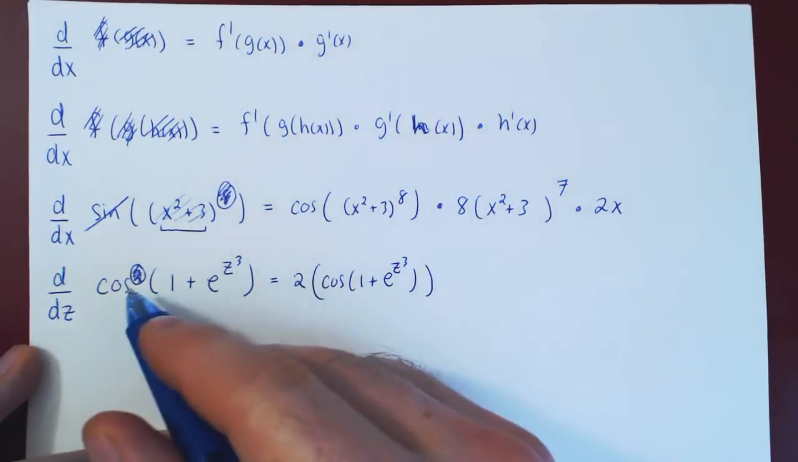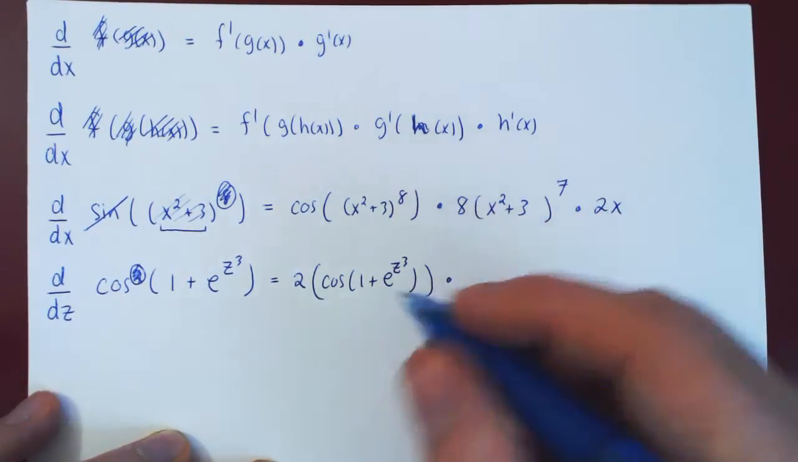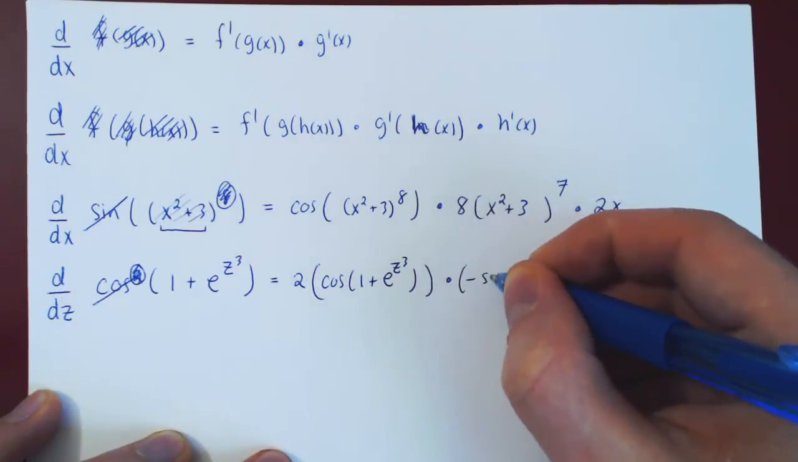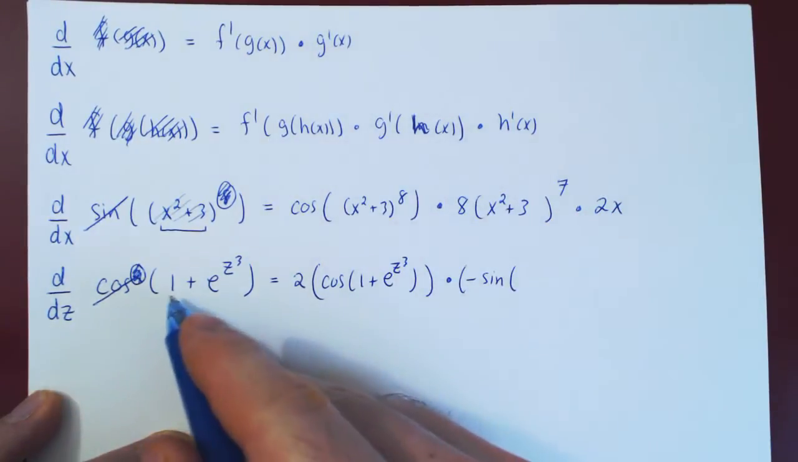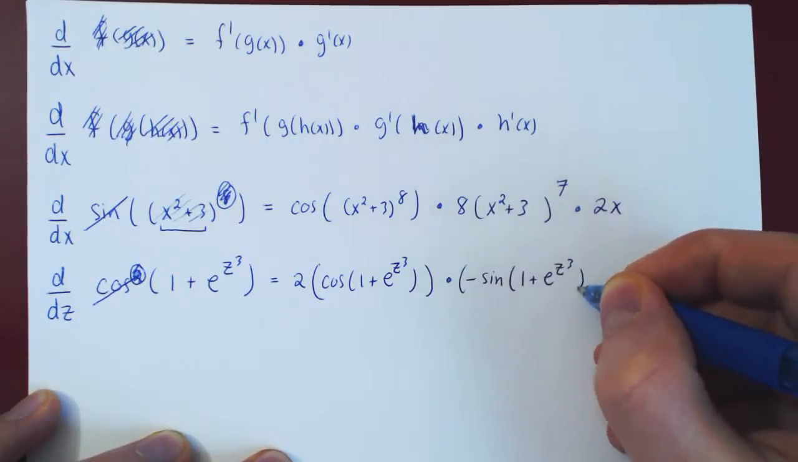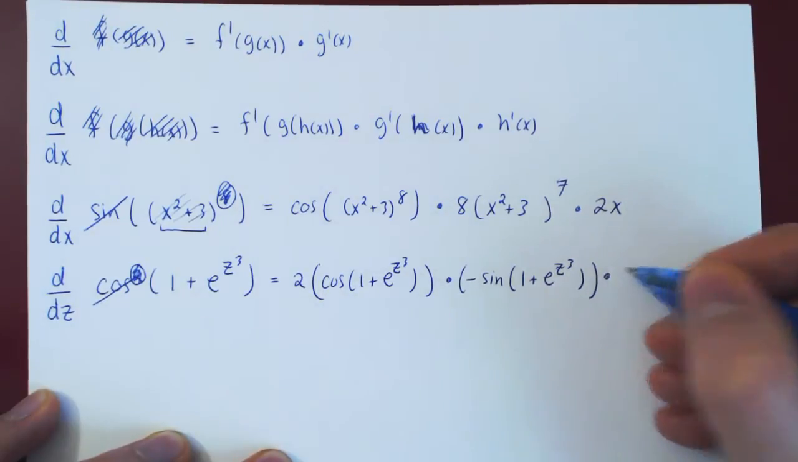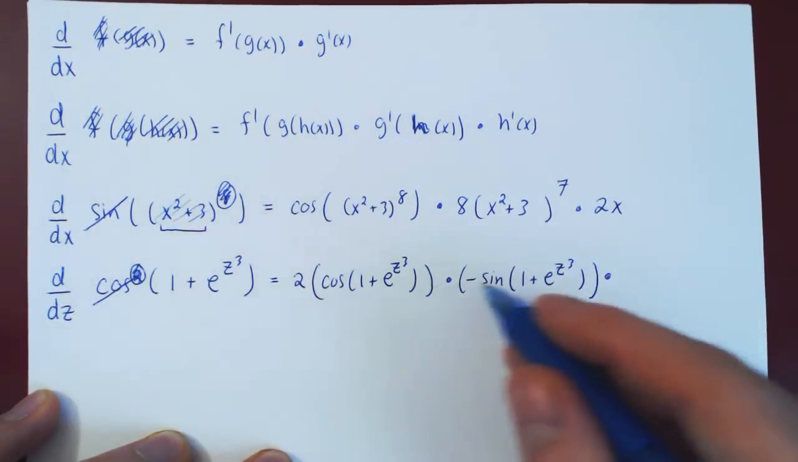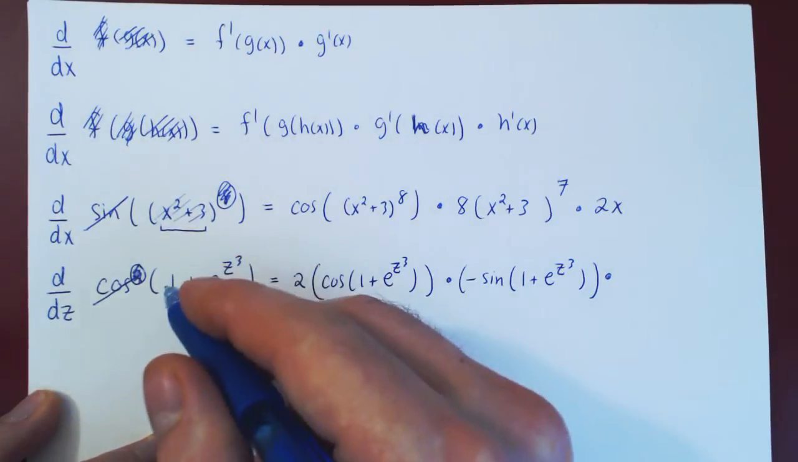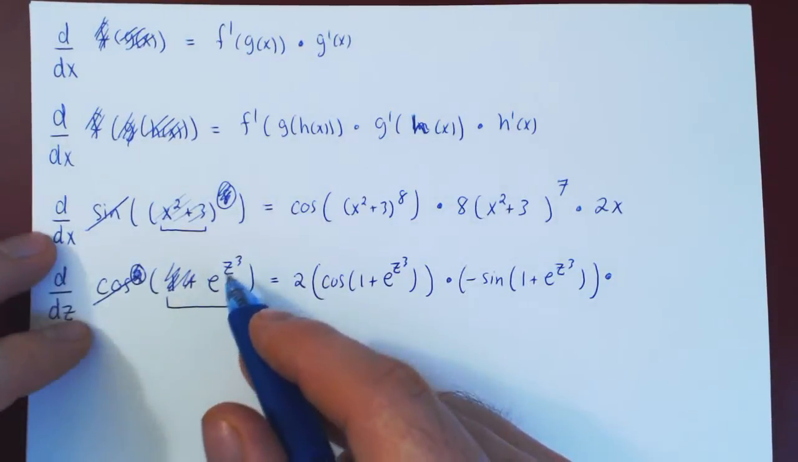But we're not done, there's still cosine of all this left over. We multiply by the derivative of cosine, which is negative sine. Negative sine of what? Of what's left over. Are we done? No, there's still this left over. Again, we reapply the chain rule, we multiply what we have so far by the derivative of what's left over. Derivative of 1 is 0, plus the derivative of now e to the z cubed.